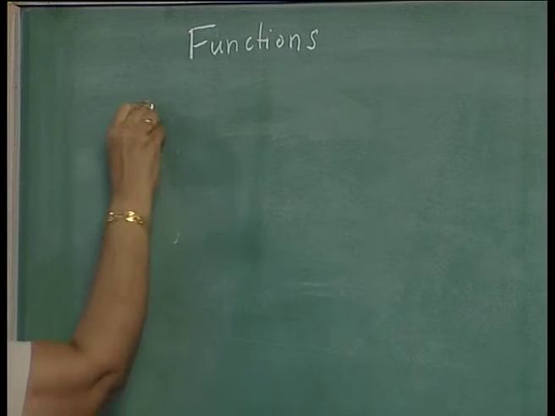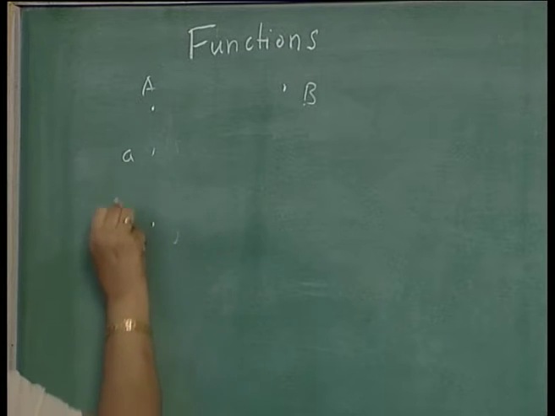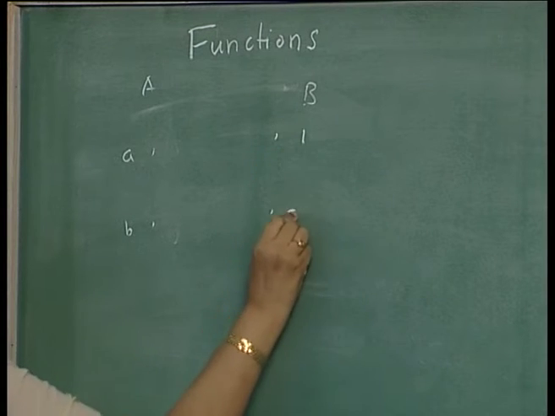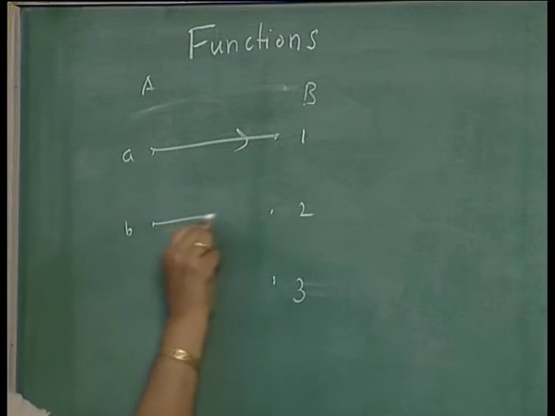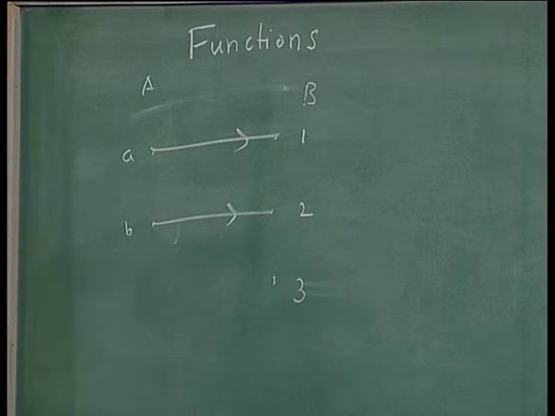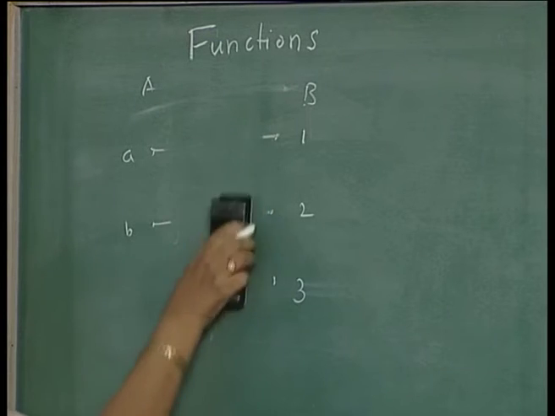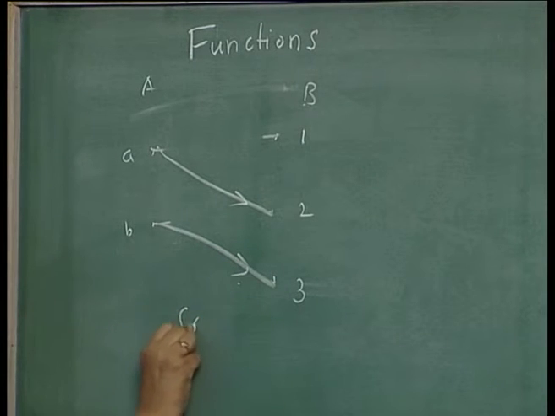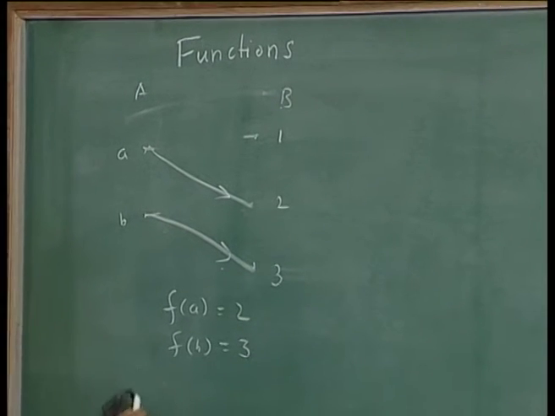Consider two sets A and B, and A has say elements a, b, B has elements 1, 2, 3 say. Then if you say like this, this is an example of a function, and another example would be on the same sets. Here you can say f(a) = 2 and f(b) = 3. So, these are examples of functions.